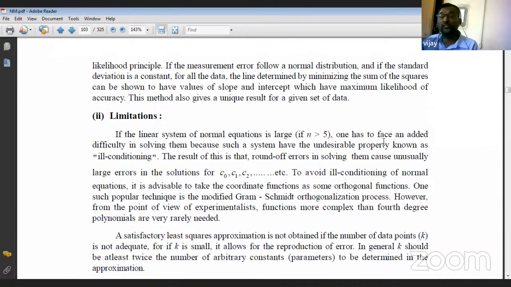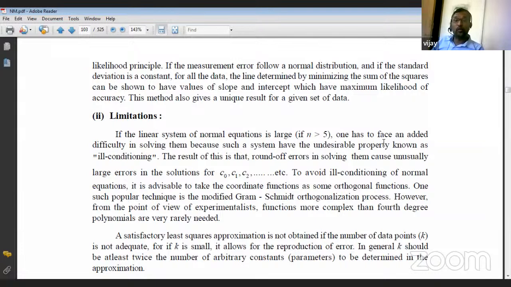What are the limitations? If the linear system of normal equations is large, it is difficult to solve them because such a system has an undesirable property known as ill conditioning. As a result, round-off errors occur when we are solving, and they cause unequal or wrong values in c0, c1, c2, etc.